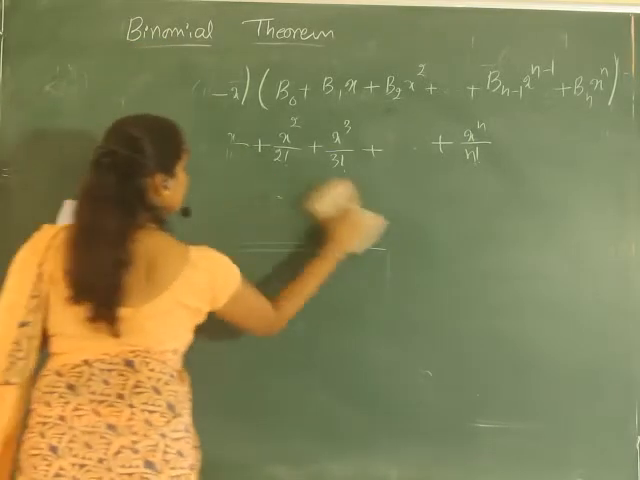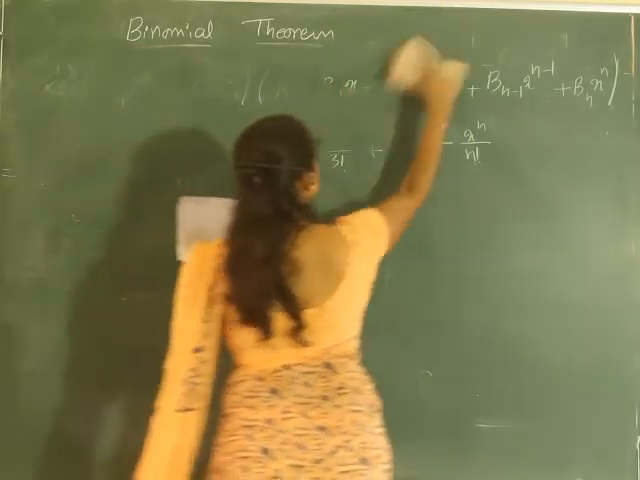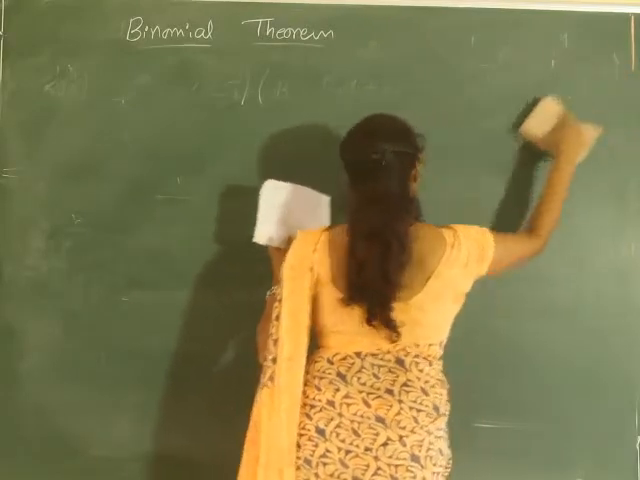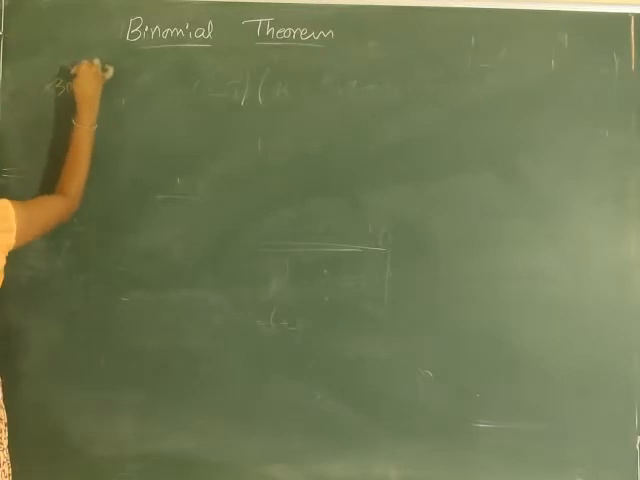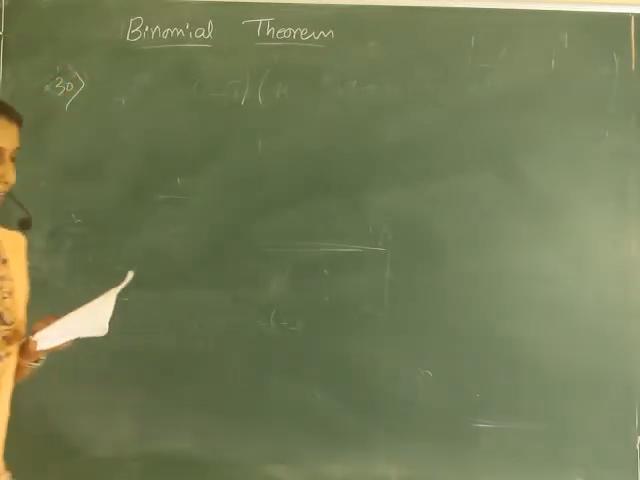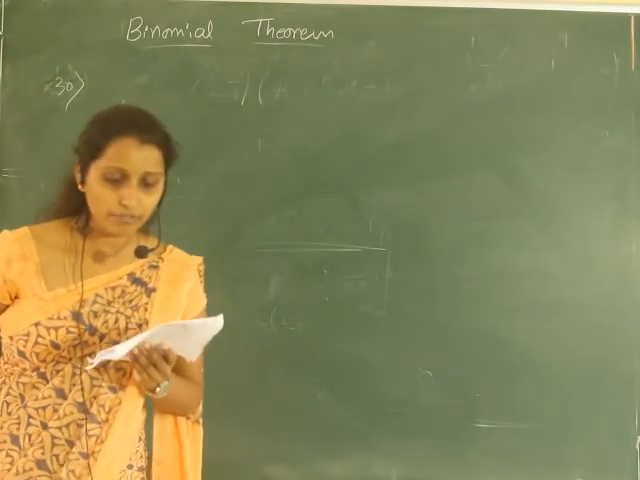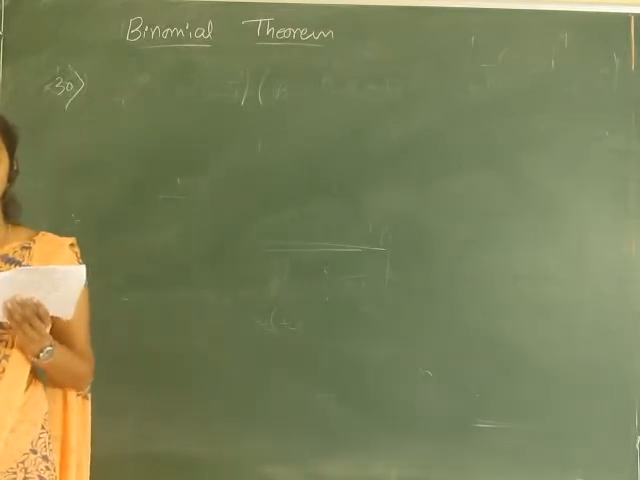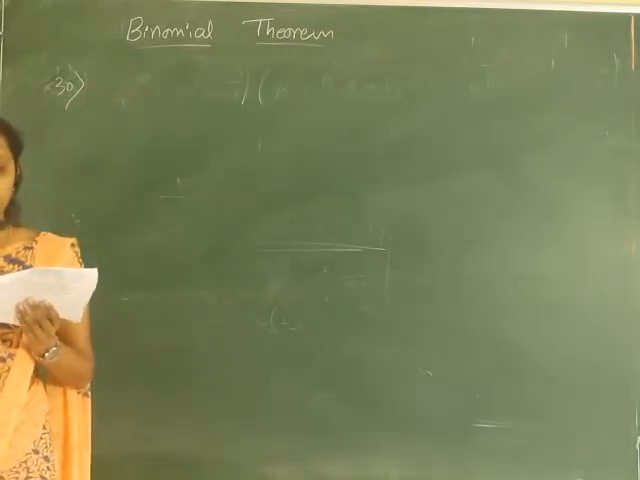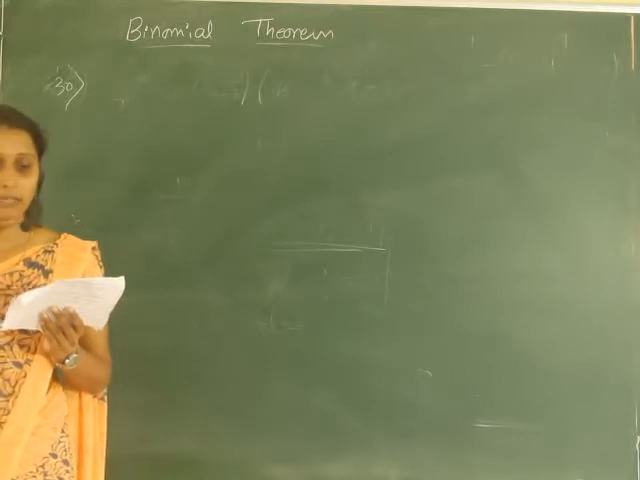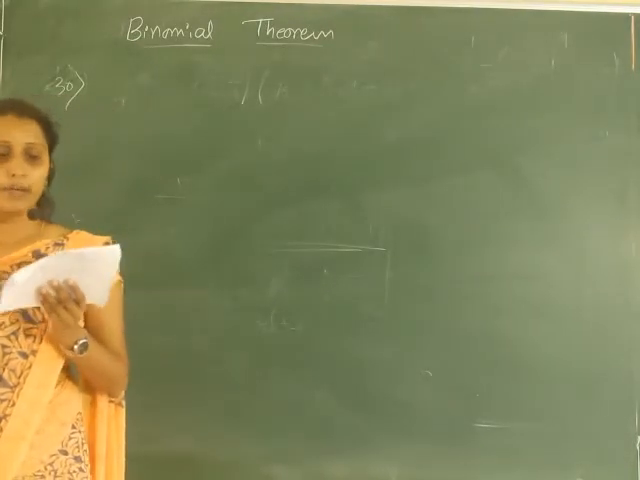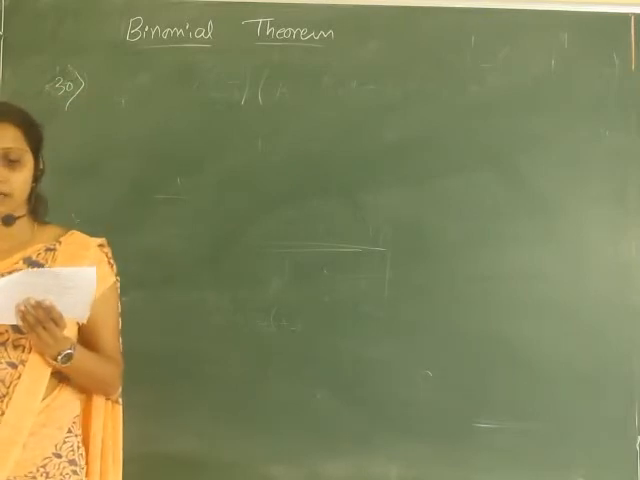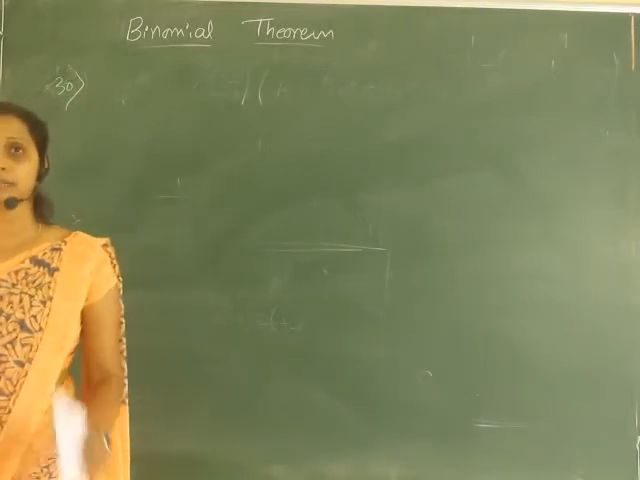Next, 30th one. If Pn denotes the product of the binomial coefficients in the expansion of 1 plus x whole power n, then what is the value of Pn plus 1 divided by Pn? It is given Pn is the product of binomial coefficients in the expansion. So the expansion is 1 plus x whole power n.